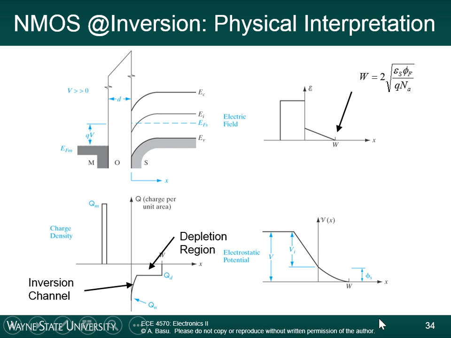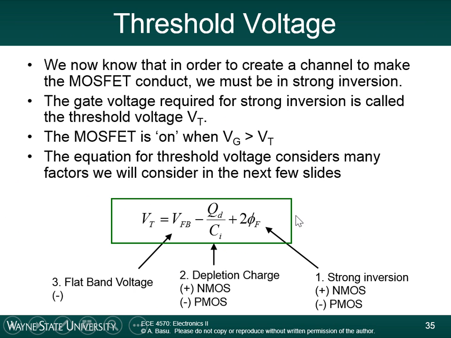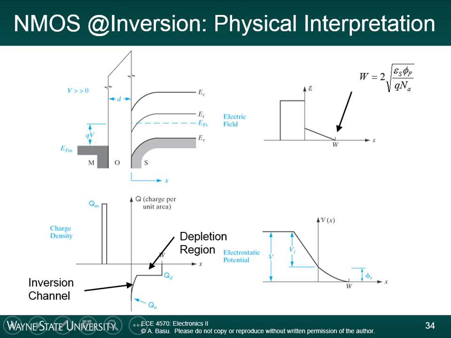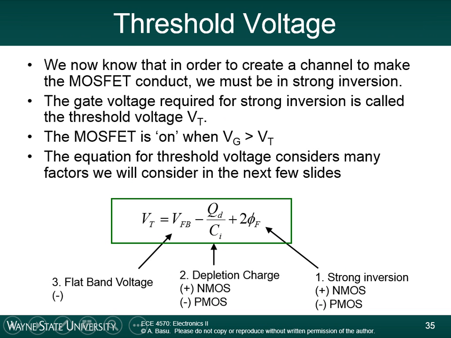So after break, we'll start talking about how to calculate the threshold voltage. Okay, so conceptually, you know what it is now. You need to apply a large enough voltage. If we want to calculate the threshold voltage, we have to account for a voltage drop over the oxide and enough voltage applied to bend the semiconductor band diagram enough to get strong inversion. So we'll quantitatively describe that after the break.